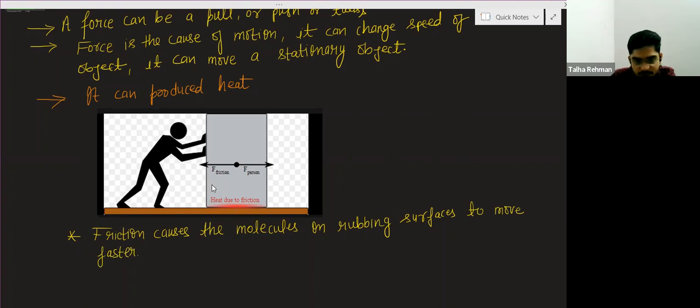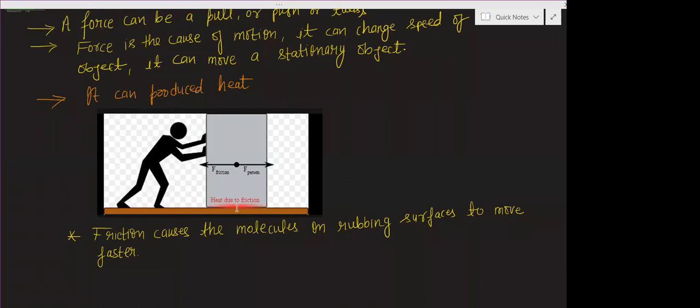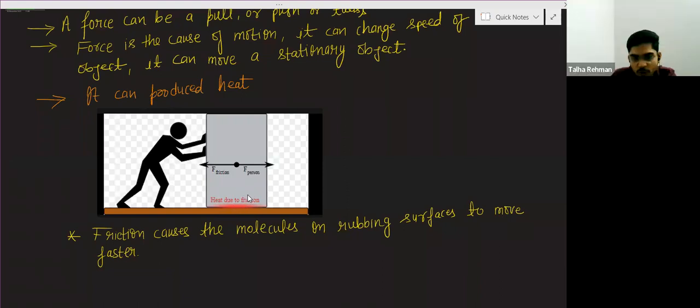This is the surface, this is the block's surface, and this is this surface. This surface has its molecules, and this block has its molecules. So when this person applies a force, the surface of this block will try to move in this direction, and it is in contact with this other surface.